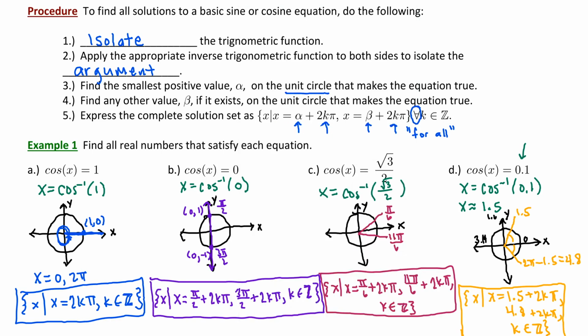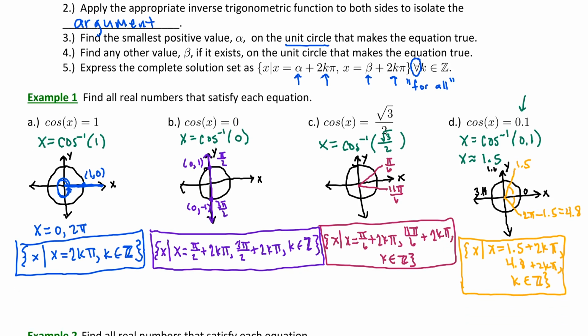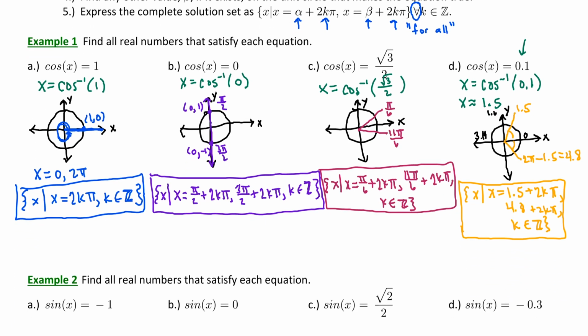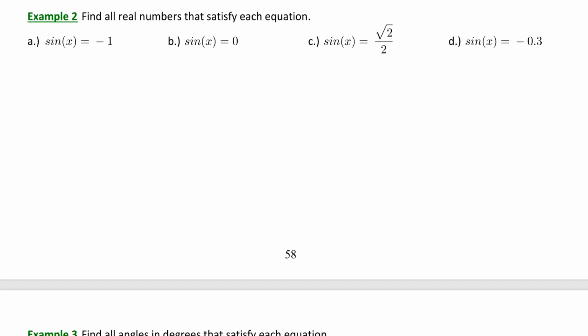If you have been diligent to invest the time in learning the unit circle, here's where it's really going to pay off as we solve these trigonometric equations. For example 2, we're going to apply the same logic, but this time we're working with the sine function. And note that we're finding all solutions to the equation. So our first example is sine of x equals -1.